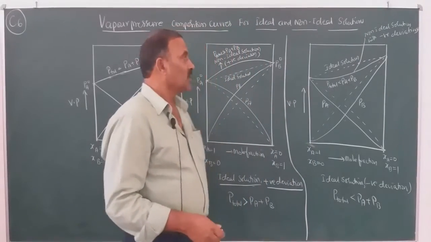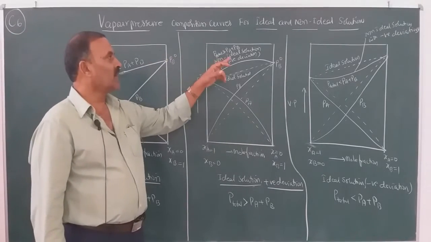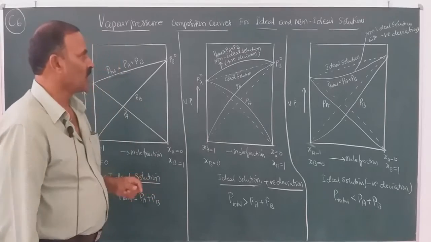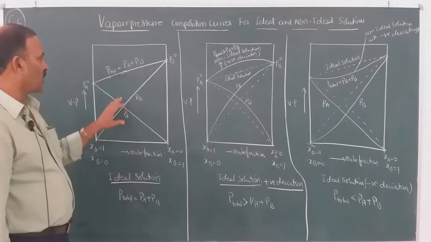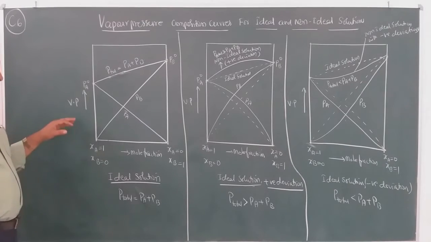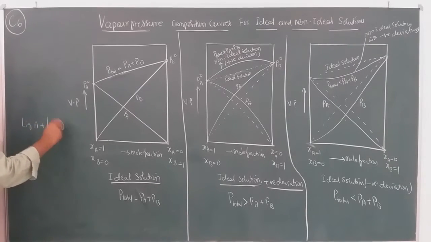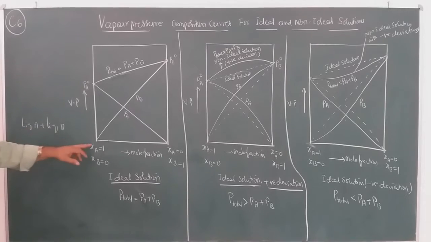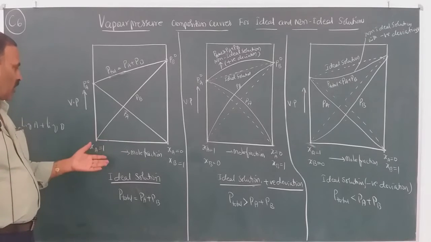So, now we will learn the vapor pressure composition curves for ideal and non-ideal solutions. First, we will look at the vapor pressure composition curve for an ideal solution. An ideal solution here consists of two liquids, that is liquid A plus liquid B. On the x-axis we will plot the mole fraction of liquid A, and similarly the mole fraction of liquid B.